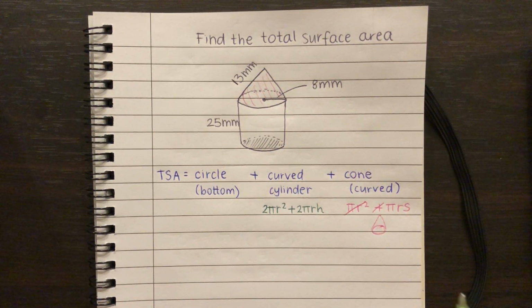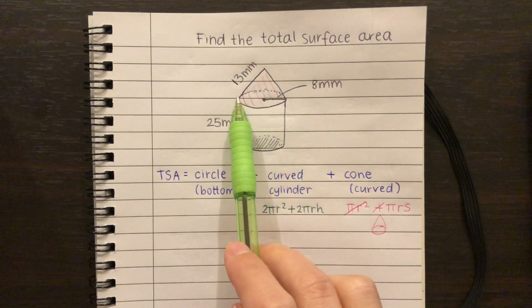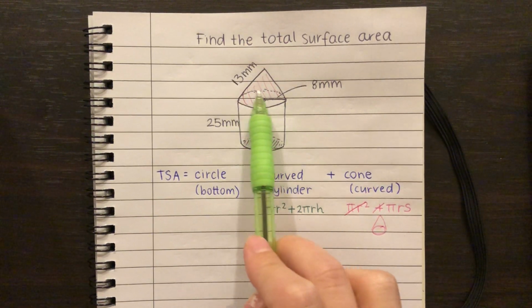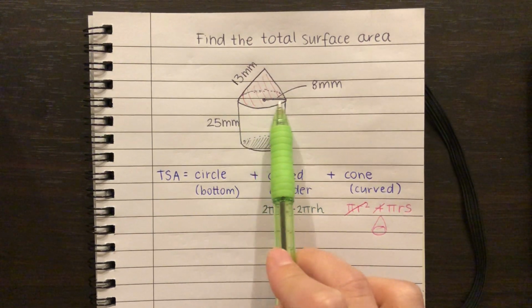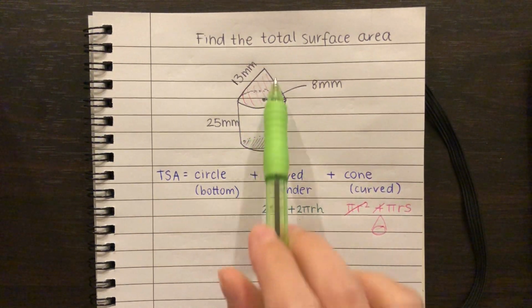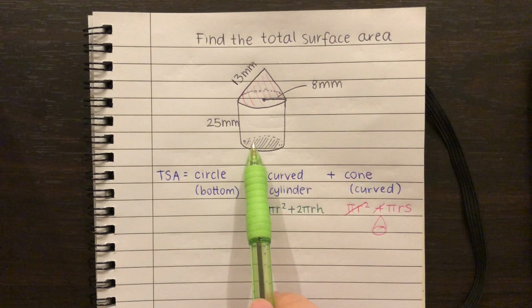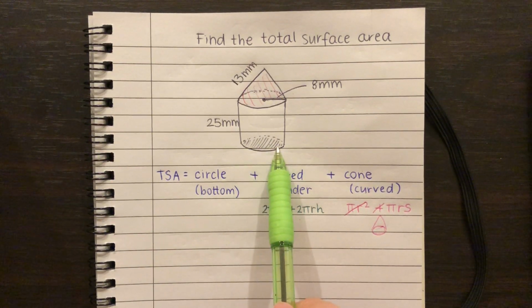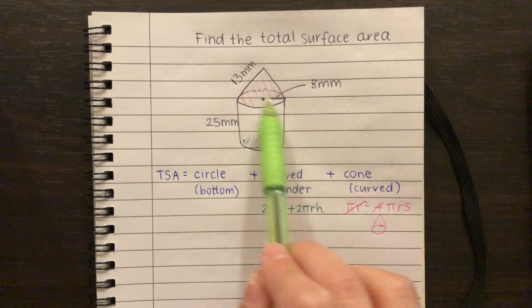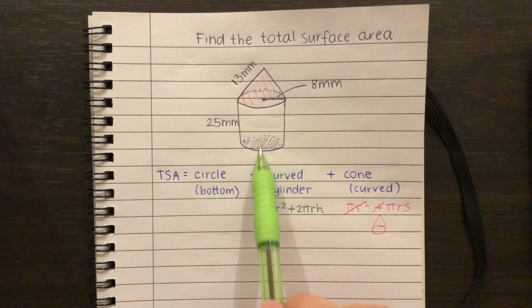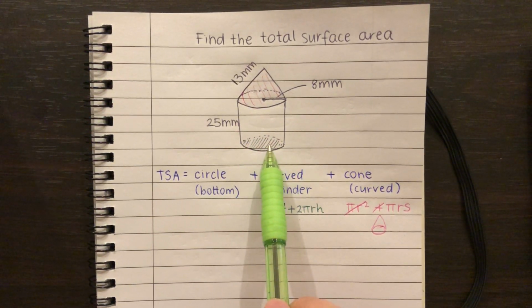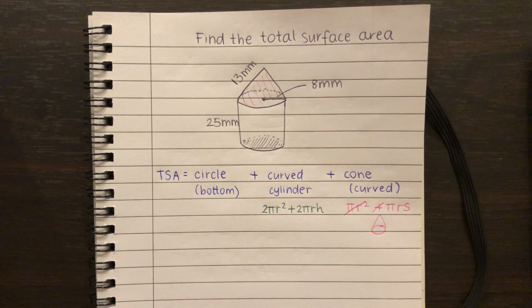Now you need to be careful here as well because we do not want this part here. Just like we didn't want it in the cone, we don't want it for the cylinder. It is hollow. There is nothing in here. We only want this circle here because if we look at just this cylinder, the bottom circle is the only thing that we can see on the outside of it. All right.